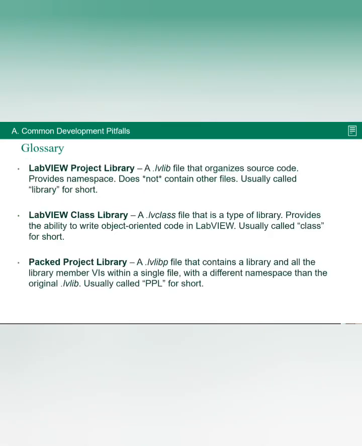So just to give a little bit of a glossary here, because I'm going to be throwing around a lot of terms in this part of the presentation. A LabVIEW project library is a .lvlib file. It is a single file that organizes your source code, but the source code is not contained within the project library. So a .lvlib is a single file on disk. It's an XML file, in case you're curious. And within that file is basically a list of all of the VIs that are members of that library. And those VIs are separate files on disk. When I use the word library, I'm pretty much talking about an lvlib, a LabVIEW project library.